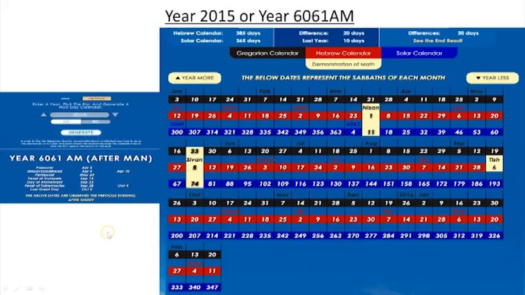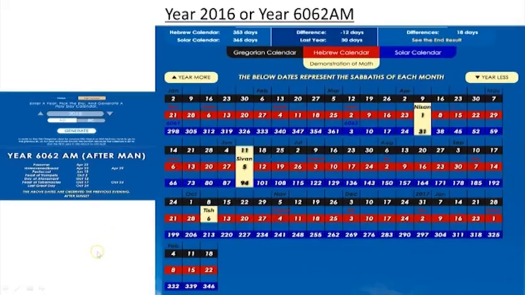As we go into the next year, 2016, we're going to see how the years are joined together, and how the 7th month is going to work out again. Here we find the Sabbath for the 7th month in 2016 is on the 6th, which means that the first of that year would be on a Monday.